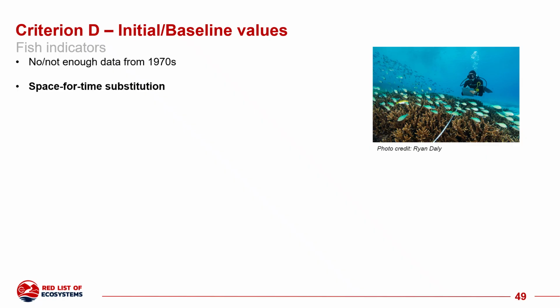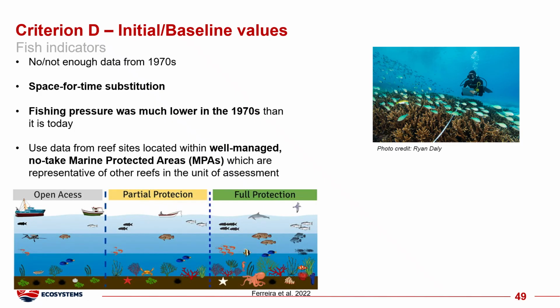This method assumes that fishing pressure was much lower in the 1970s than it is today. Based on that, it's reasonable to infer that fish populations were higher across most reef areas in the region. To estimate these historical values, reef sites located within well-managed, no-take marine protected areas were used. These areas typically have higher fish abundance because of limited or no fishing and can serve as a proxy for historical fish populations, essentially representing what reefs may have looked like in the 1970s before widespread fishing pressure.